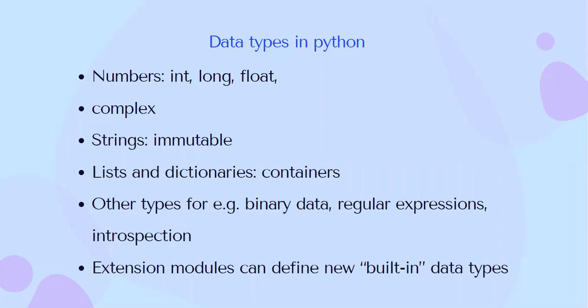Other types of data are binary data and regular expressions. Regular expressions are basically useful for textual data. Like when you need to grab particular information from a text, then you use a regular expression.